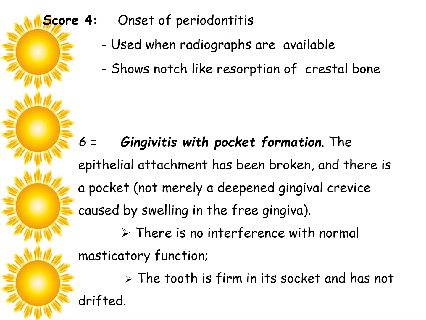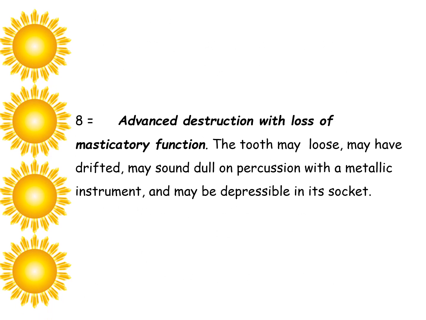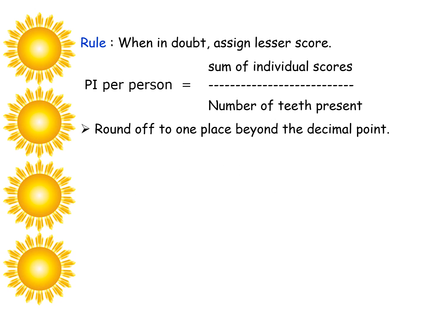So here in 4 only you are getting periodontitis. And 6 is gingivitis with pocket formation. 8 is advanced destruction with loss of masticatory function. And the rule is, when you have a doubt in assessing, you should choose the lesser score. Periodontal index per person is equal to the sum of the individual scores divided by the number of teeth present.